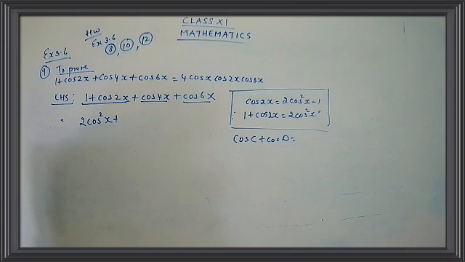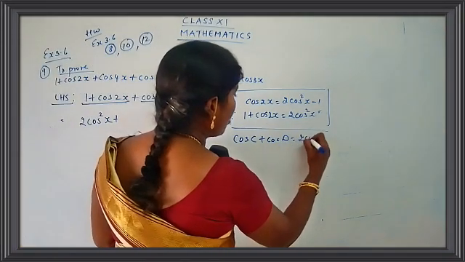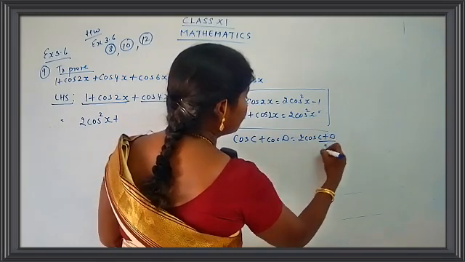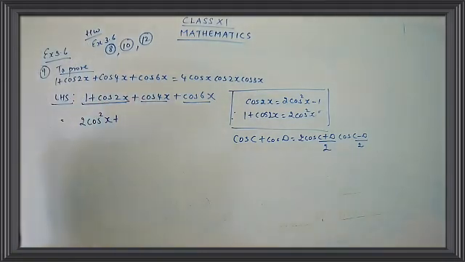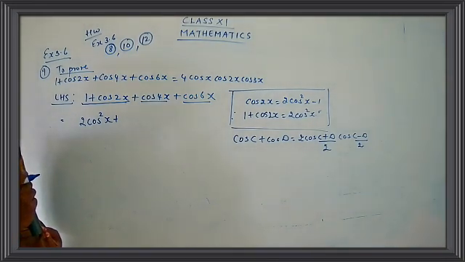So what is the formula for cos c plus cos d? Very simple formula. It's 2 cos c plus d by 2 cos c minus d by 2. Write down the formula. The formula for cos c plus cos d is equal to 2 cos c plus d by 2 cos c minus d by 2. So we are just going to apply this formula for cos 4x and cos 6x, where 4x is c and 6x is d.